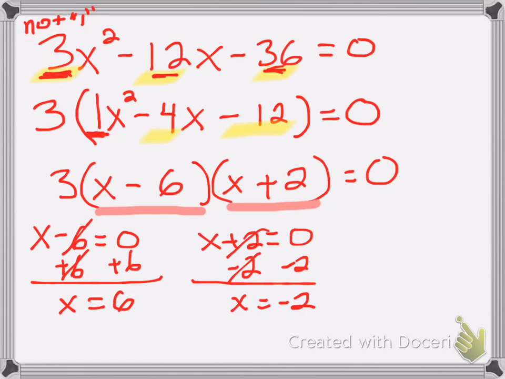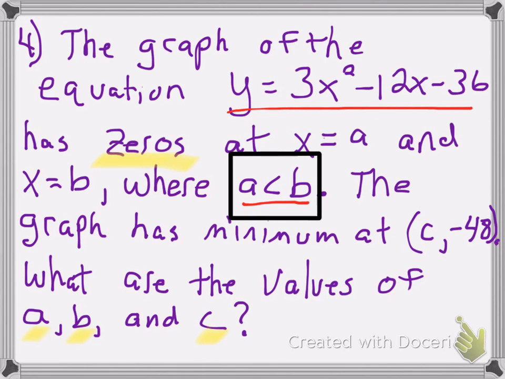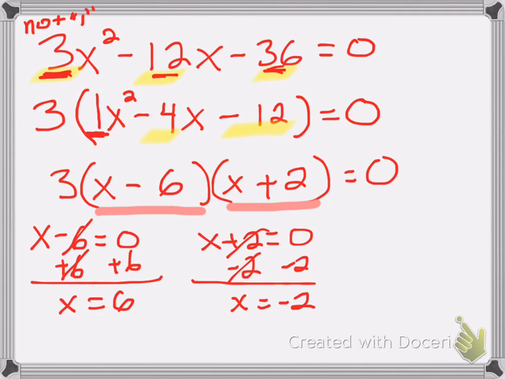Now, there was something said in that question about the zeros. If you recall back, I'm going to write this in green. If you recall back, it said A is smaller than B. Okay? If A is smaller than B, well, which one's smaller, 6 or negative 2? Well, negative 2 is smaller. So I'm going to label negative 2 as A. And I'm going to label 6 as B. Okay? So there you have it.